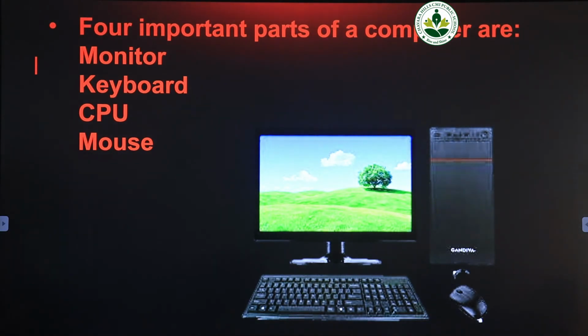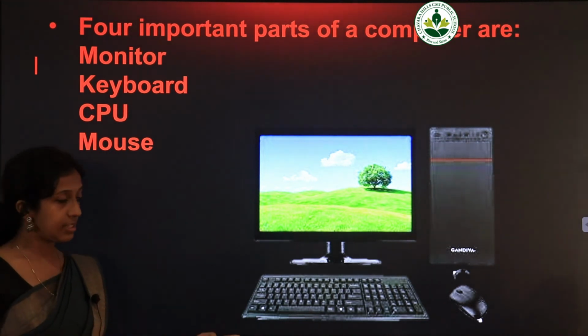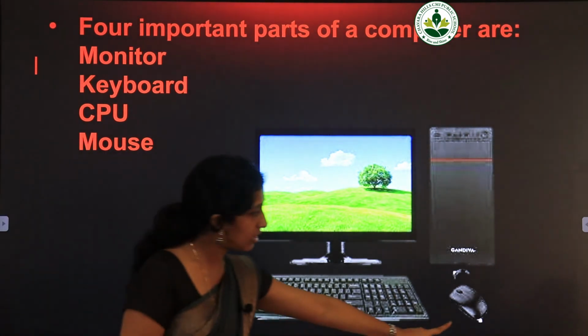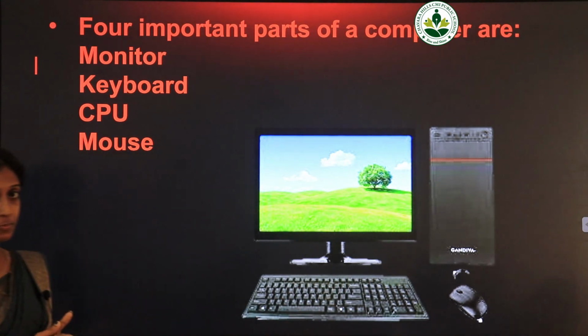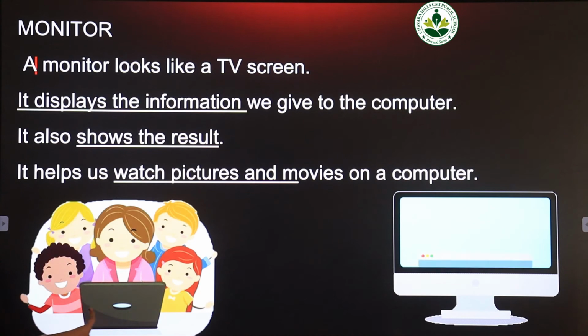Four important parts of a computer are monitor, keyboard, CPU and mouse. So in this picture you can see this is the monitor, this is the keyboard, and you can see the mouse here, and this is the CPU. So these are the four important parts of a computer. First one is monitor, second one is keyboard, third is CPU and fourth one is mouse. So we are going to learn more in detail about each part.